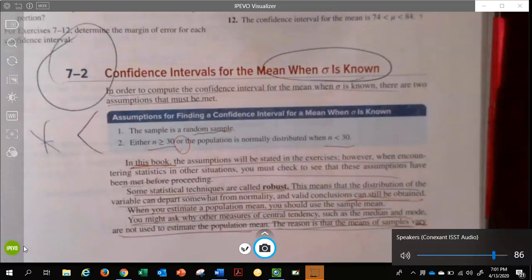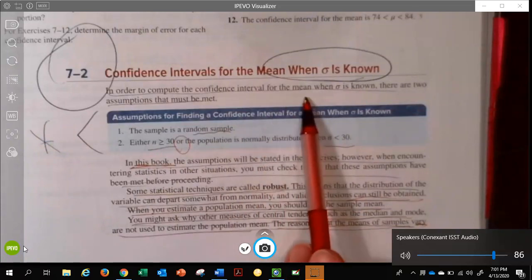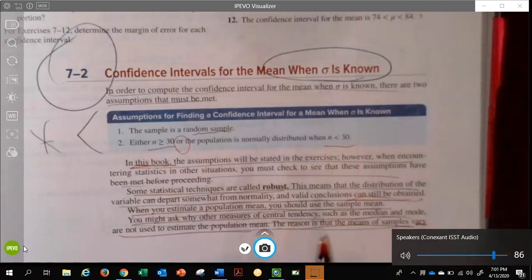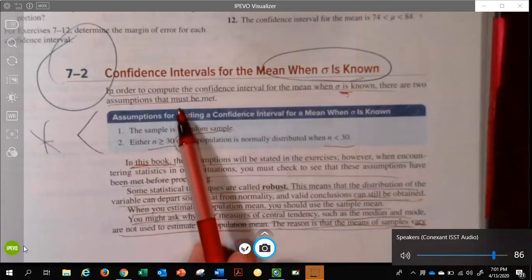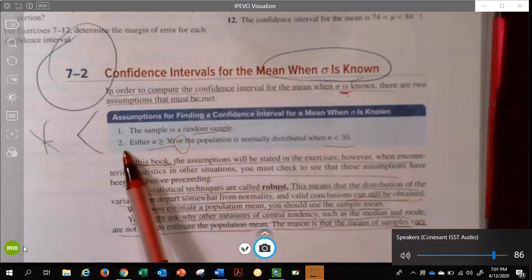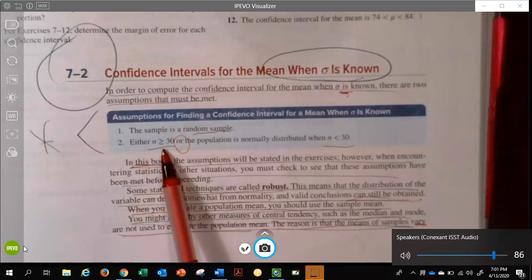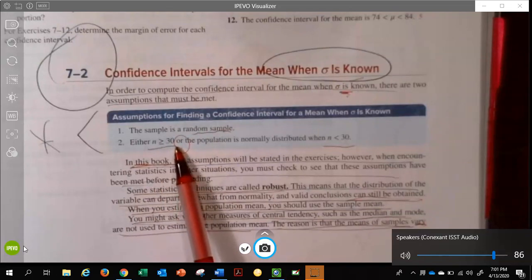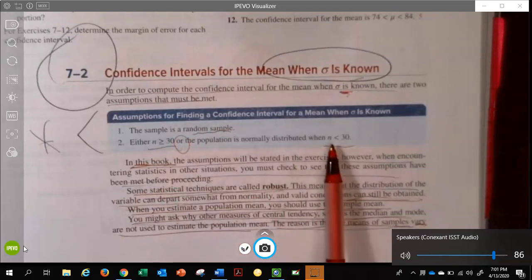In order to compute the confidence interval for the mean when sigma is known, keep this in mind, underline it, highlight it, think on it. There are two assumptions that must be met. Number one, that the sample is random, and number two, either our n, or sample size, is greater than 30, or the population is already normally distributed when it's less than 30.